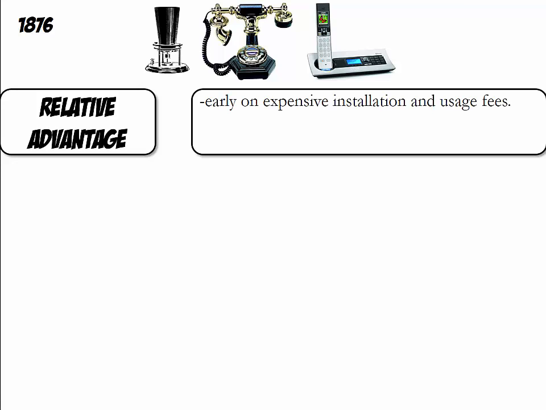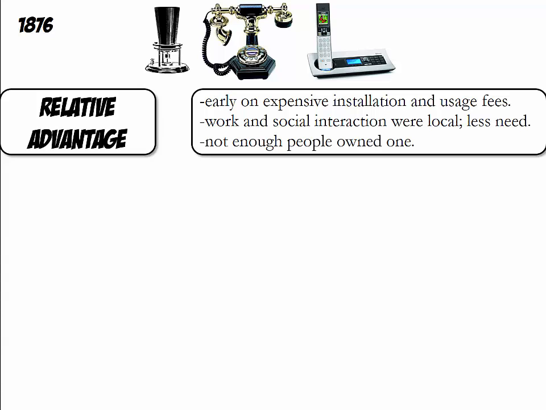The telephone was very expensive early on. Both installation and usage fees were high. Contrary to today, work and social interaction were local, and there was less of a need to speak to distant friends and family. A telephone is only as useful as the amount of people you can reach using one. Early on, very few people owned a telephone, which limited the number of people you could call. All in all, the benefits of the telephone were limited and the costs were high, so the relative advantage compared to existing alternatives was low, which negatively affected the rate of adoption.